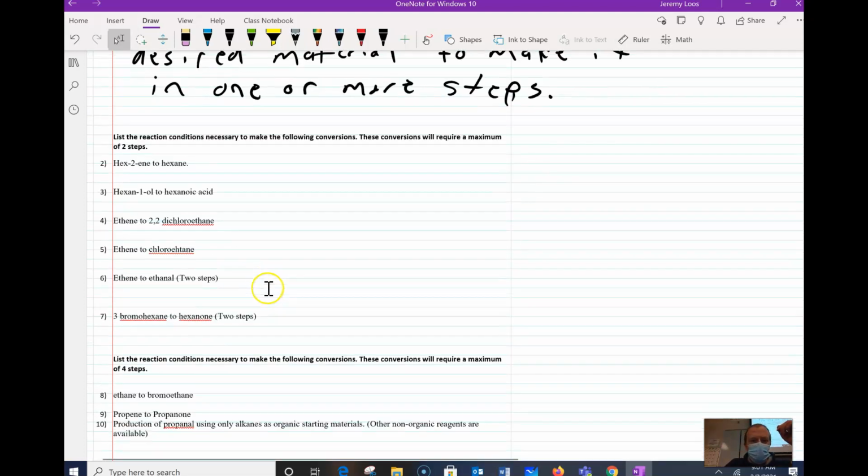So in this section right here, we have some conversions, and it says conditions. It really should probably say reagents. Essentially, we're going to describe how to make these conversions. In the case of the first few, those are only one step. Then in here, we're going to have to do some of the 2-step ones. So let's look at a couple of these.